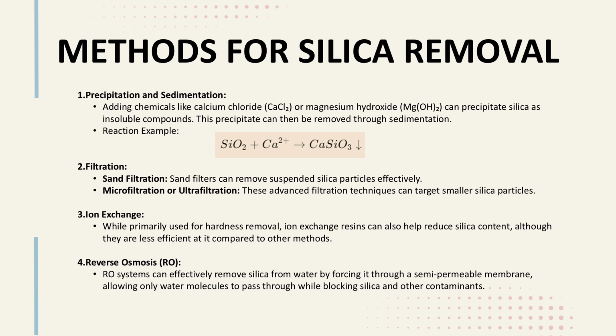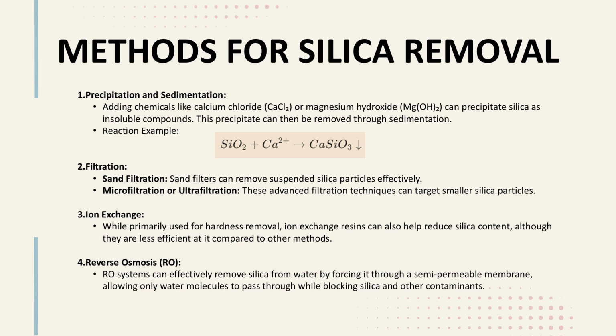Precipitation and sedimentation. In this method, chemicals like calcium chloride or magnesium hydroxide are added to the water. These react with silica to form insoluble compounds, which can then be removed through sedimentation. Filtration. Sand filters, microfiltration, and ultrafiltration can all be used to remove suspended silica particles effectively. Advanced filtration techniques target smaller particles, improving the overall purity of the water.